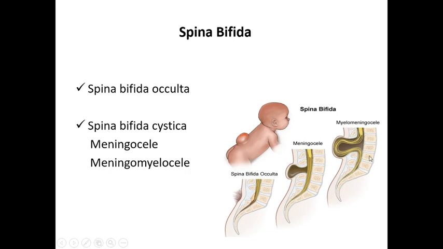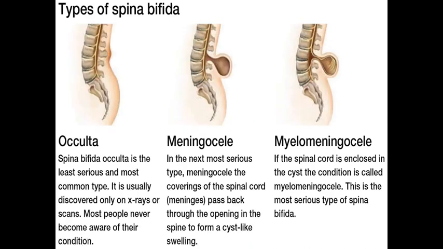Now this is the third condition. You can see the meninges have come out, and at the same time the spinal cord has also protruded out. So this is the worst, the most dangerous or the most complicated form of spina bifida, and this is called myelomeningocele or meningomyelocele. So these are the types of spina bifida. Spina bifida occulta is the least serious type.